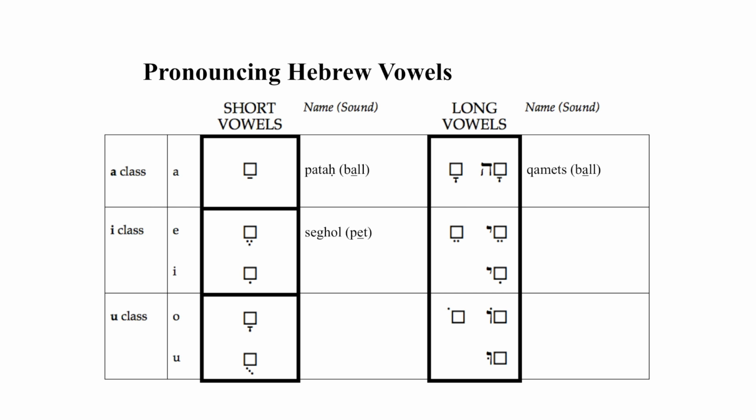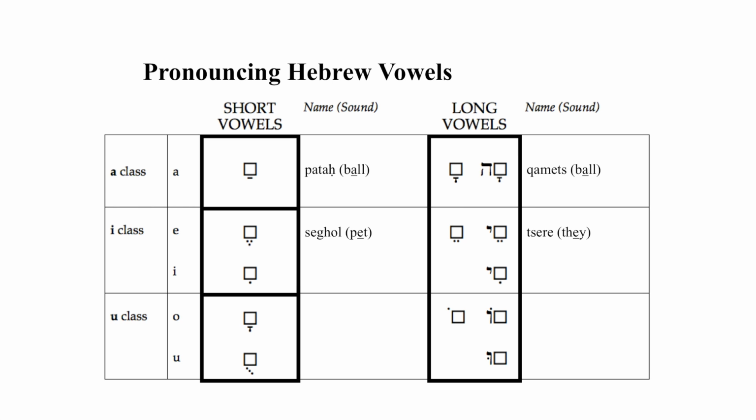The second set of vowels is the E vowel. The short E is pronounced like we do in English, like in pet. The long E, however, is pronounced as in the word they. That's different than our English pronunciation. That's more of a European type pronunciation. Make sure that you recognize that difference.